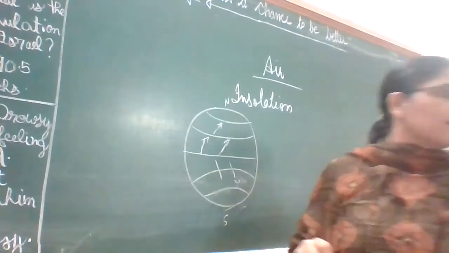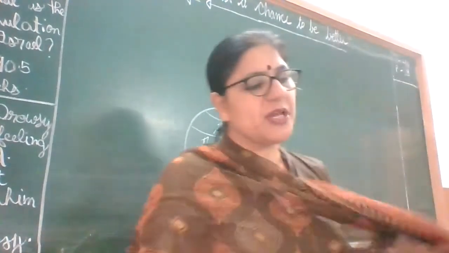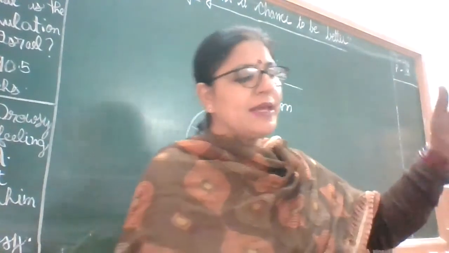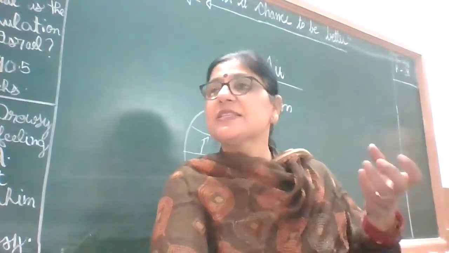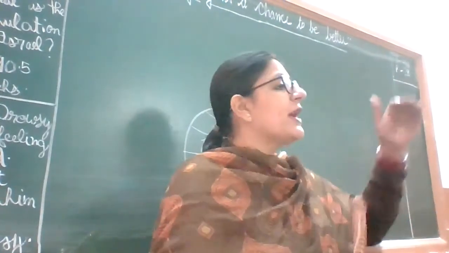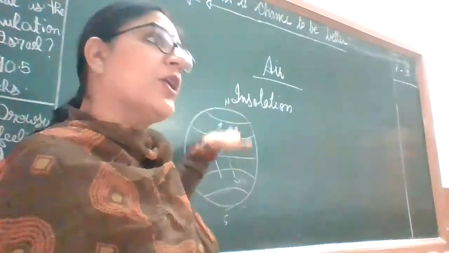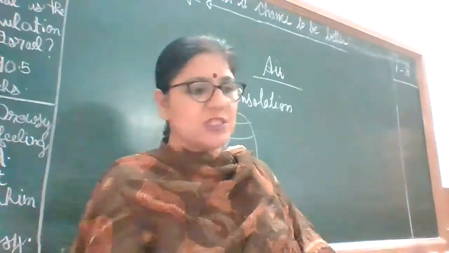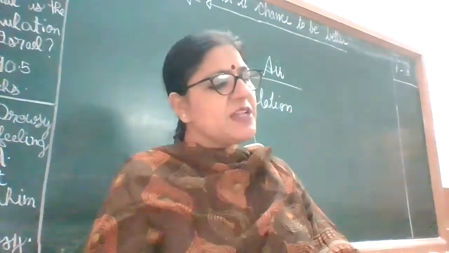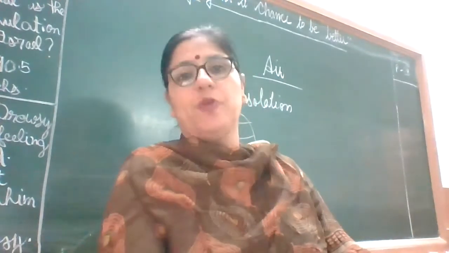So if we move away, the amount of insolation intercepted by the earth changes. The amount of energy intercepted by the earth is higher at the equator, and as we move from the equator to the poles it keeps decreasing. Is it okay? This much was clear. So the amount of insolation decreases from the equator toward the poles.